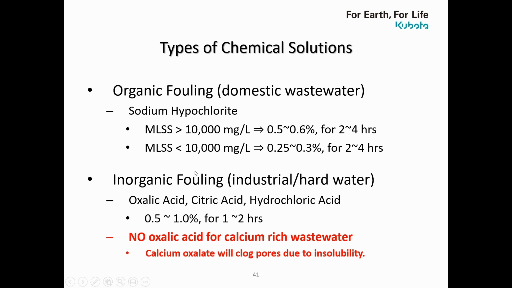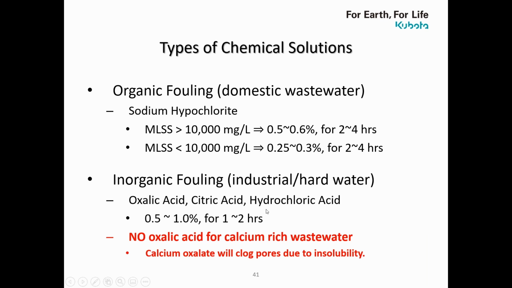When you have inorganic fouling, some of the industrial water and wastewater have inorganic fouling. Also, if you have alum injection or ferric chloride injection or PAC injection or any of those phosphorus removal chemical reaction in your plant using alum or ferric or PAC, those are inorganic fouling material. So I would recommend using either oxalic acid or citric acid, 0.5 to 1% for 1 to 2 hours.